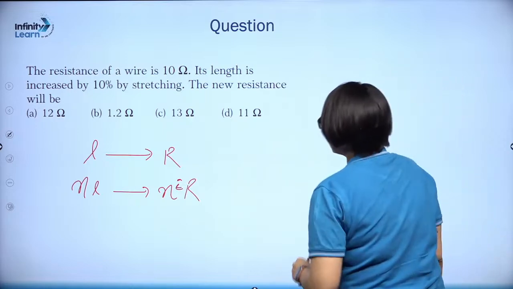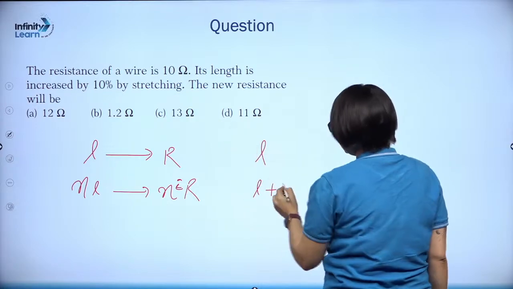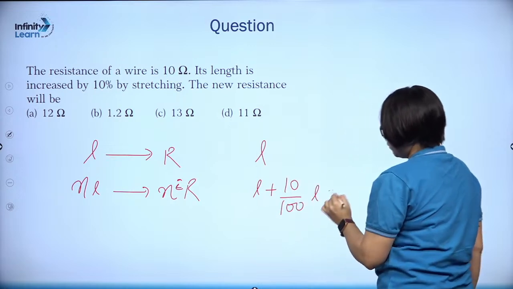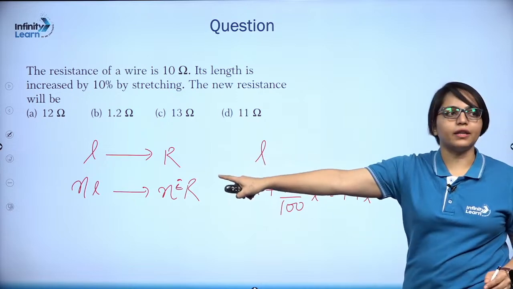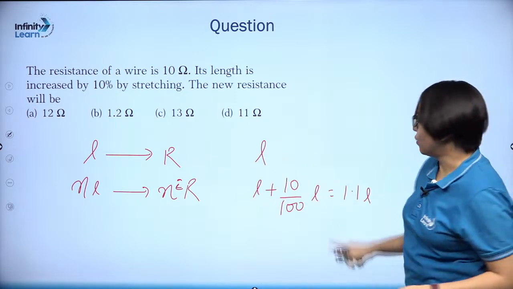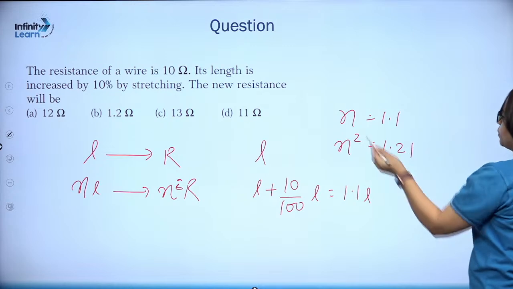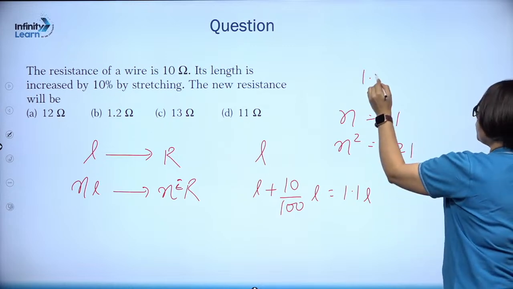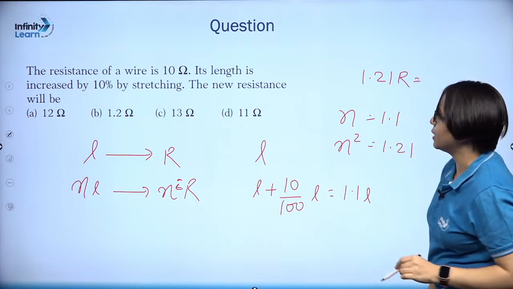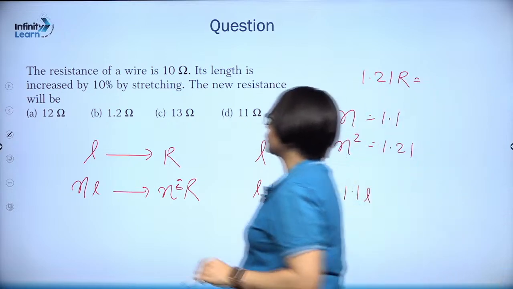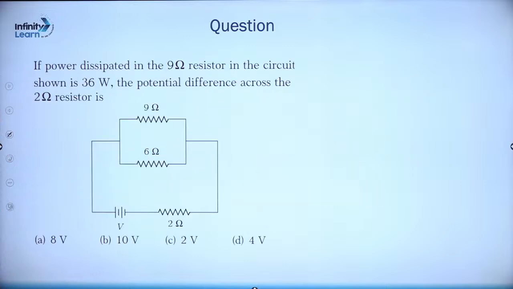So over here, if the initial length is L, then the new length will be L plus 10% of L, which is 1.1 L. So if length is L, resistance is R, if length is NL, resistance will be N square R. Now what is N? N is 1.1. So N square will be 1.21, 1.1 whole square. So the new resistance will be 1.21 times the old resistance. Old resistance is 10, so it will be 12.1, which is approximately 12, option A. Okay? Fine. Now next is this one.